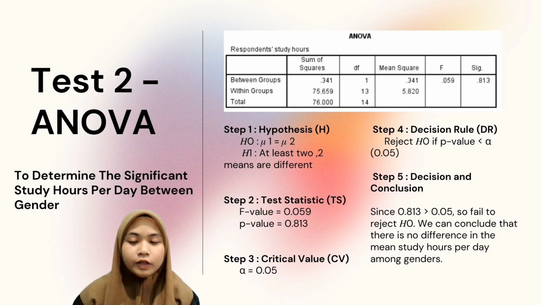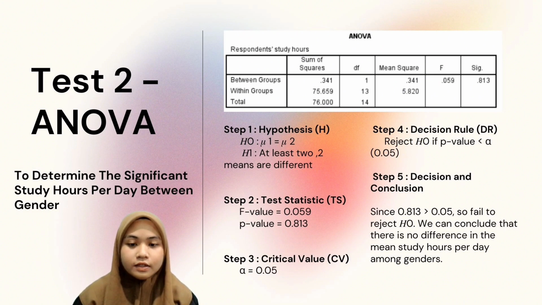Next, test 2. We use ANOVA for test 2 to determine the significant study hours per day between genders. For the first step, hypothesis: H0 is mean 1 equal to mean 2, H1 is at least 2 means are different. For step 2, test statistic TS, the F value is 0.059 and the P value is 0.813.